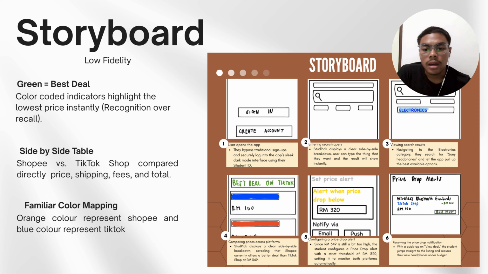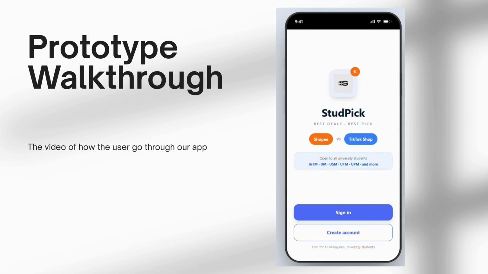The side-by-side table is to reduce cognitive load. Recognition over recall is achieved by highlighting the best deal in green. Then we use orange for Shopee and blue for TikTok, so users can be familiar with the mental model. Transition from the low fidelity prototype to the mid fidelity prototype.